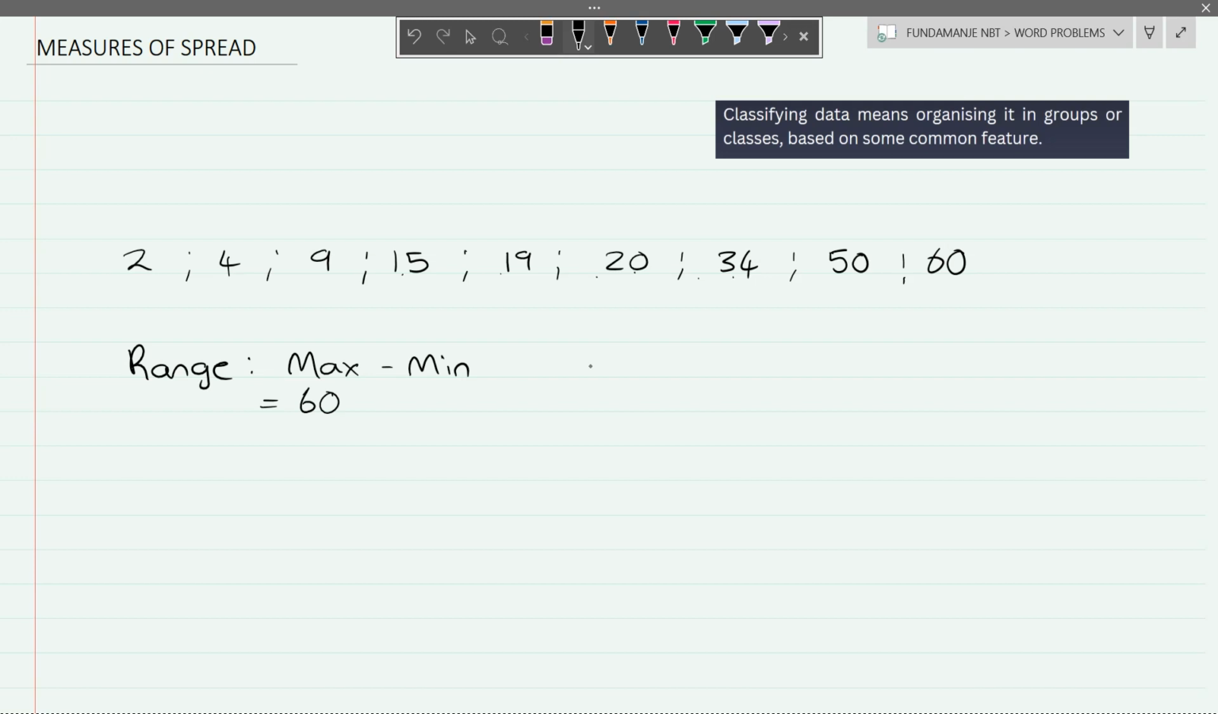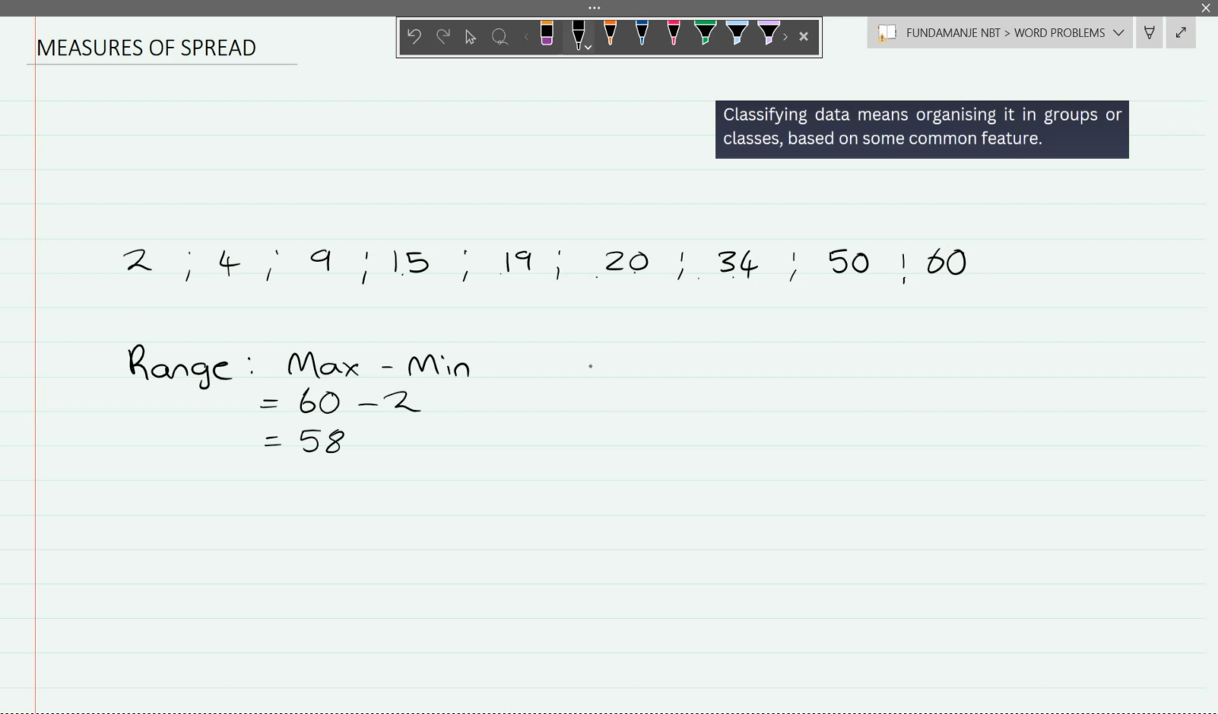So in this case, for this pattern, our maximum is 60 and our minimum is 2, since we've already arranged it in ascending order, so from the smallest to the biggest. And making this calculation, you see that our range is 58.